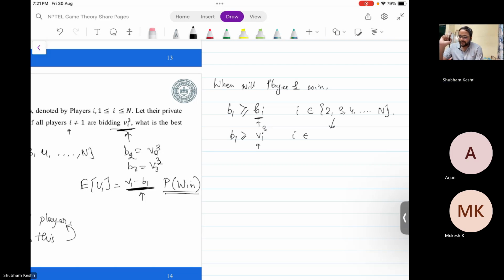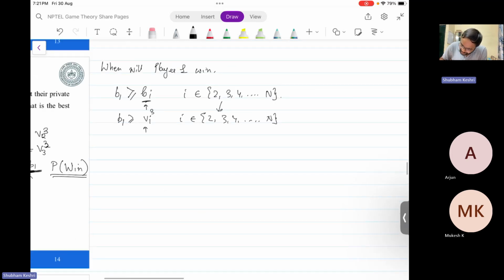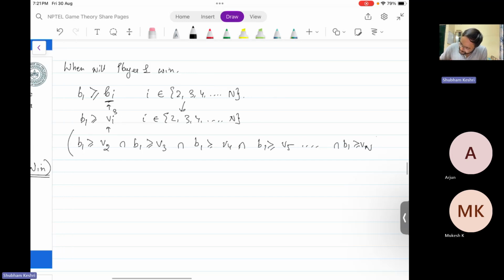Now you see this event 2, 4, dot dot dot n. What is this event? This event is B1 is greater than or equal to B2, I'll not write comma, I'll just write it like this, intersection B1 is greater than or equal to V3, intersection B1 is greater than or equal to V4, intersection B1 is greater than or equal to V5, dot dot dot, intersection B1 is greater than or equal to Vn. Is this all right?